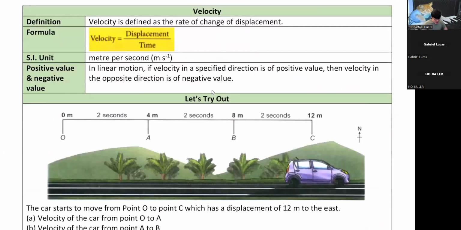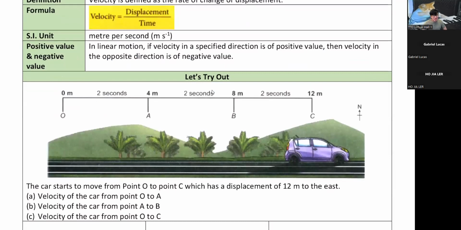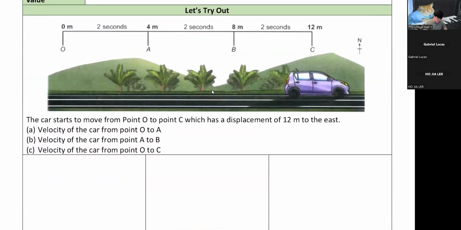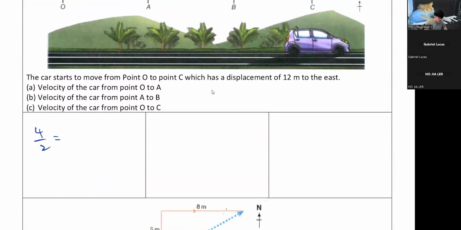Okay, so let's talk about velocity. The velocity is the same thing, it's just a straight distance. All right, so let's calculate the velocity of the car from O to A. So from O to A, 4 meters in 2 seconds. Simple lah. 4 divided by 2. So this is 2.